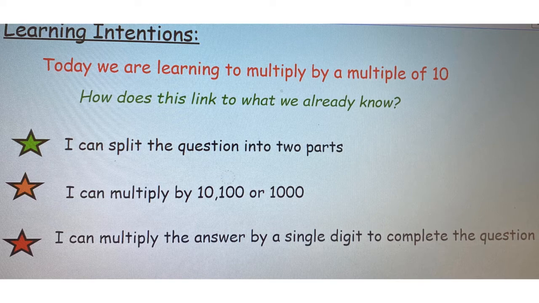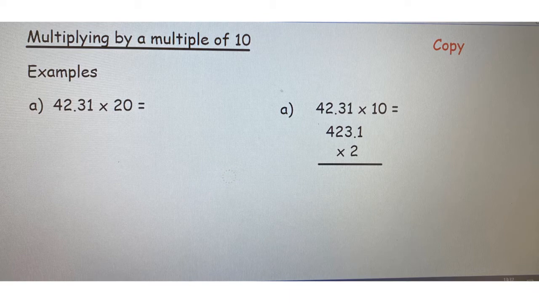So to do that, we're going to split the question into two parts, which is the multiplying by 10, 100 or 1000 part, and then multiply the answer of that by the single digit, the number part of the question. So you'll see what I mean in a second. I'll just do an example to show you.